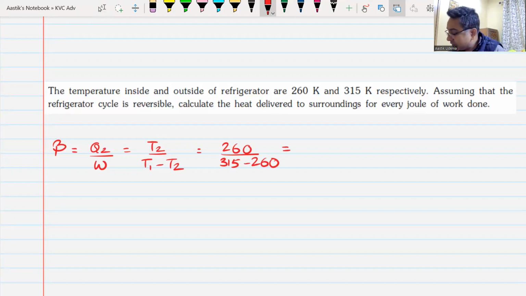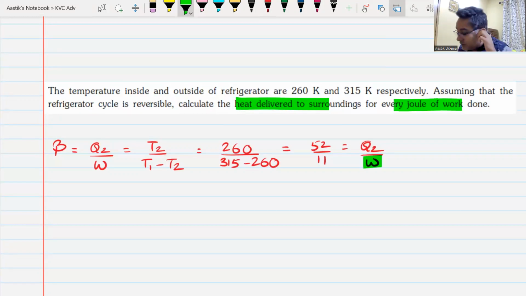So how much are we getting from here? 52 by 11. 52 by 11 is equal to Q2 divided by W. Heat delivered to the surrounding, that means you have to find out Q2. For every 1 joule of work, so work is 1 joule, Q2 becomes 52 by 11. Everyone understand this? Yes or no? Yes, sir.